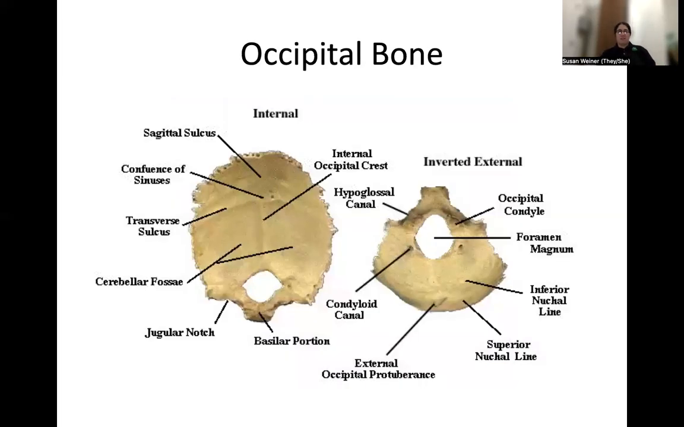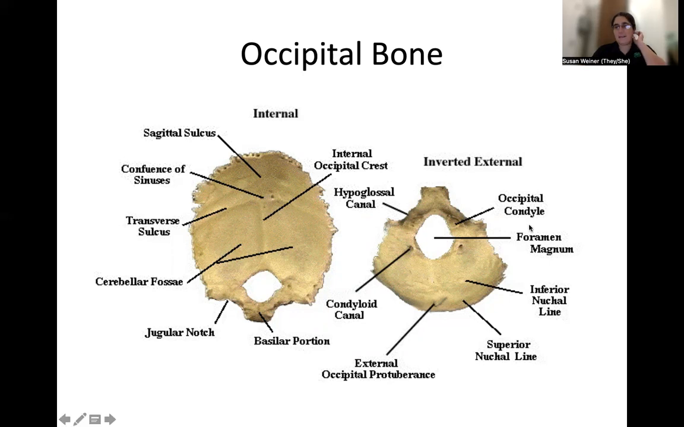So now we're going to actually start walking through the bones of the skull. So starting from the back of the skull, right back here, we have the occipital bone. The occipital bone has a few distinctive features. It has the foramen magnum. The foramen magnum is where your spinal cord passes through your skull down into your vertebrae.